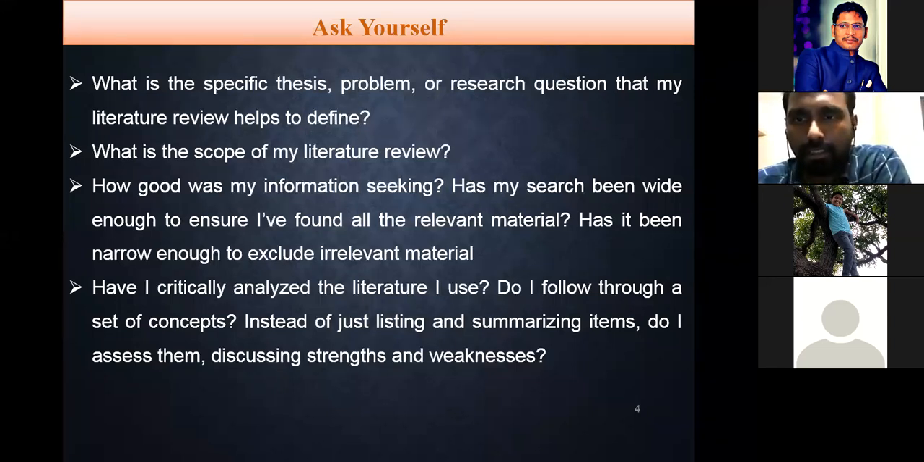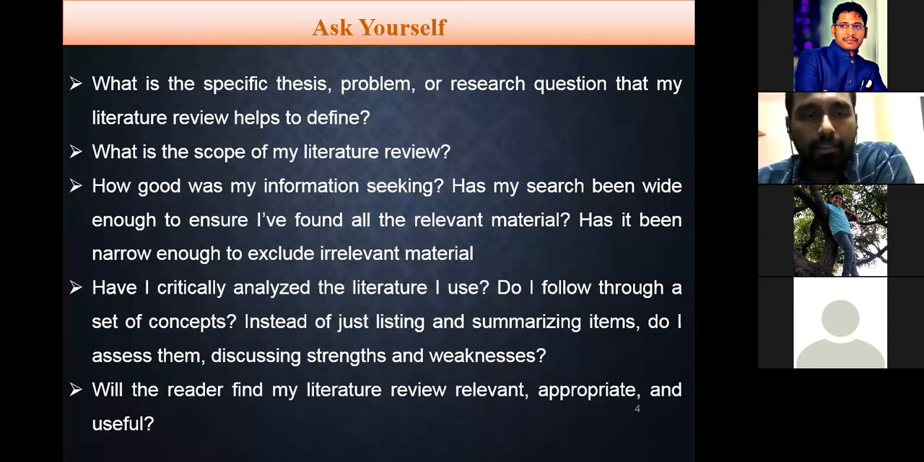Instead of just listing and summarizing the items, we have to assess them, and we have to discuss the strengths and the weaknesses. In the literatures, they have some future scope of work, there are some failures, and there are some achievements. We have to discuss the strengths and weaknesses.